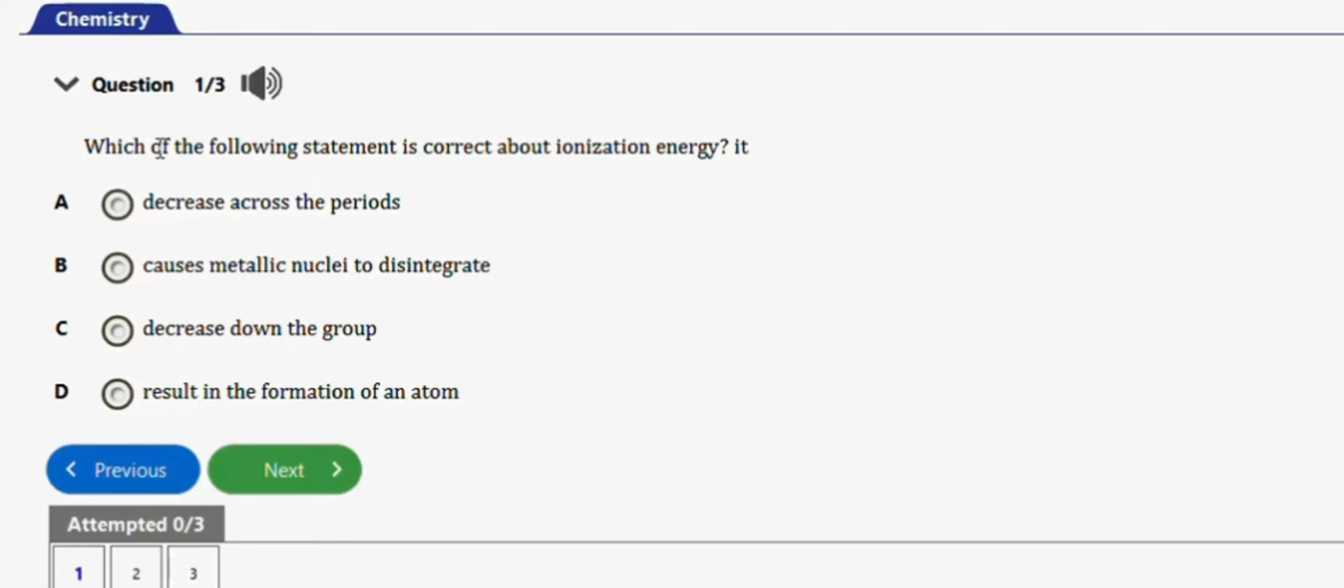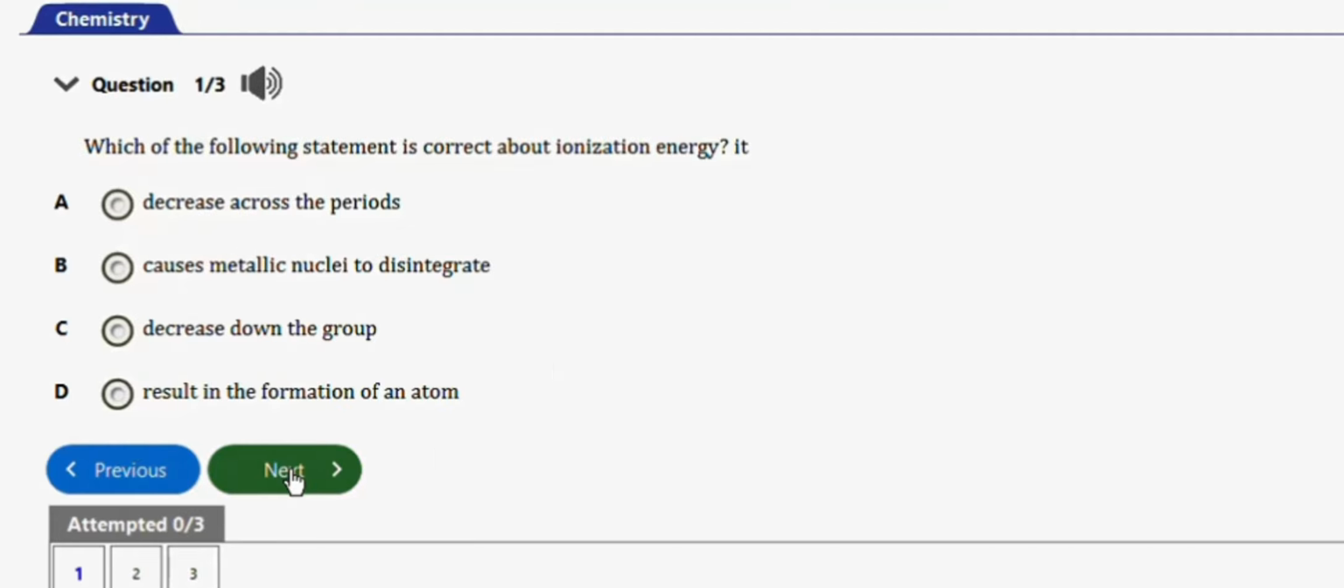First question here says, which of the following statements is correct about ionization energy? It decreases across the period. No. Causes metallic nuclei to disintegrate. No. Decreases down the group. Yes. Results in formation of an atom. Not really. So the right answer is option B, C, decreases down a group. So ionization energy is a property of the periodic table in which it increases across the period and decreases down the group. So that's it for this question.